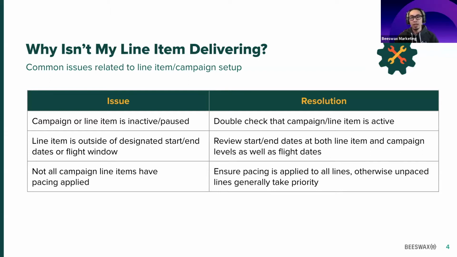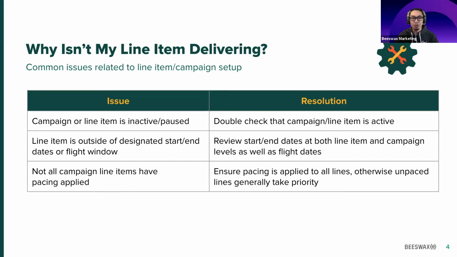And checking at the campaign level is something we'll be touching on a couple different times during this particular section of the presentation. And that's because campaigns supersede line items. So if a campaign is stopped or if the campaign has run out of budget or something, that affects all the line items underneath it. So a good example of this is actually the very next item we'll be talking about, which is when a line item is outside of a designated start or end date or flight window.